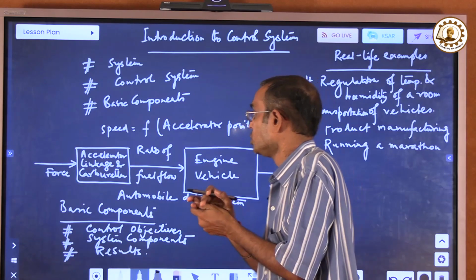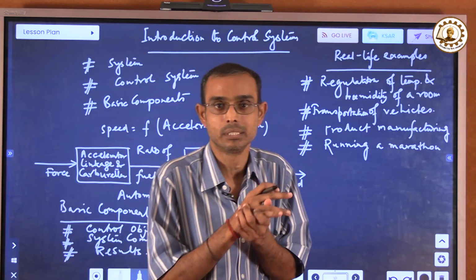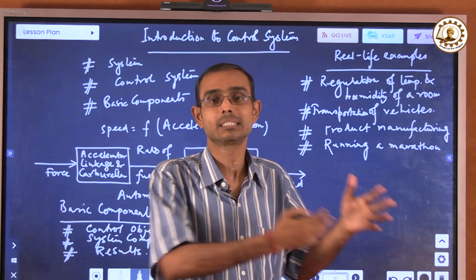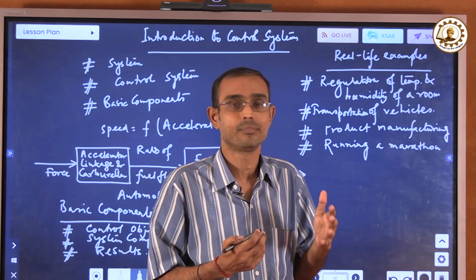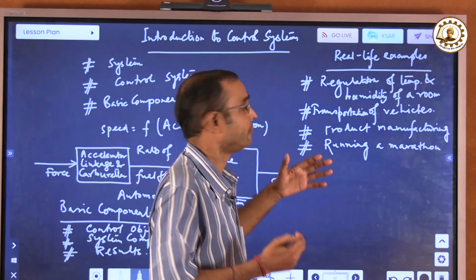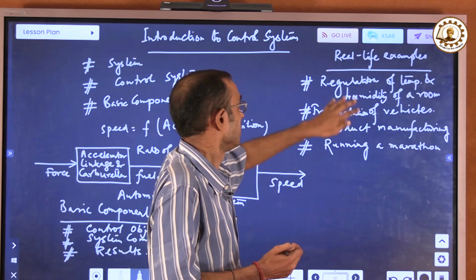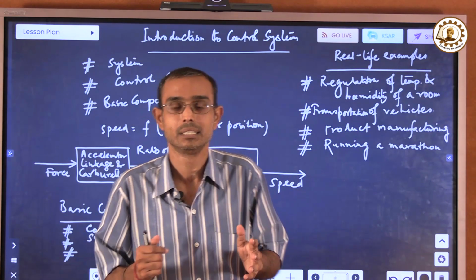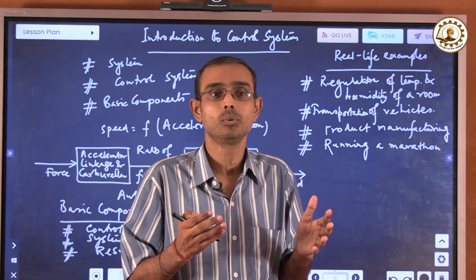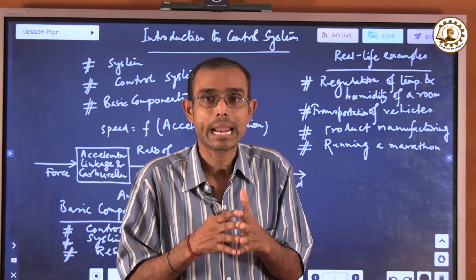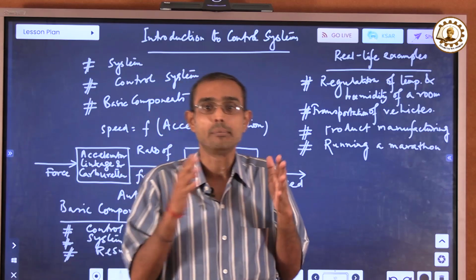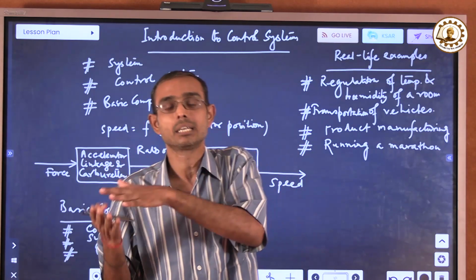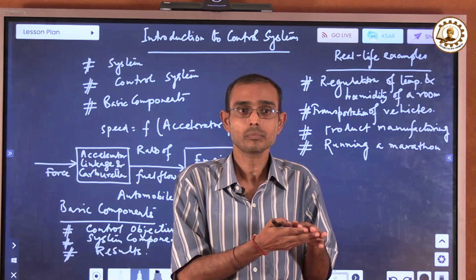So let us now move on to some basic real life examples. It will be better for us to understand control system if we take some examples from real life. Let us see some very basic, very common examples. One is regulation of temperature and humidity of a room or a building. Let us suppose we want to measure and maintain the temperature or humidity of a particular room or building at some predefined specific value.